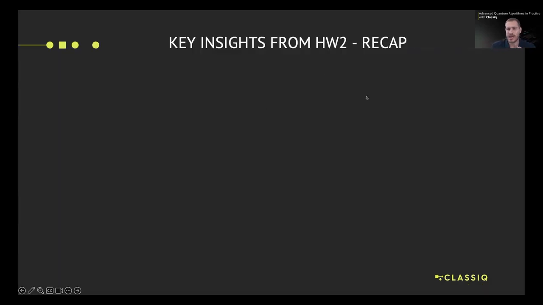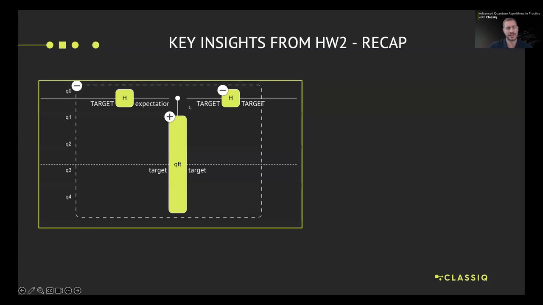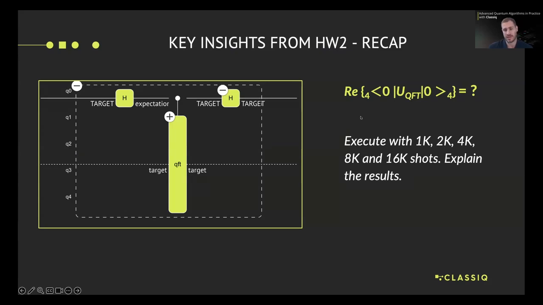Let's do a quick recap from homework 2 that you had and from the previous session. We discussed the swap test and the Hadamard test. This is the Hadamard test, and this is the example from the homework. I wanted you to evaluate the real part of the expectation value of the quantum Fourier transform unitary in the state 0 with 4 qubits. I wanted you to execute it with 1,000, 2,000, and so on, up to 16,000 shots, and to explain the results. This was the homework assignment. I hope it was useful.